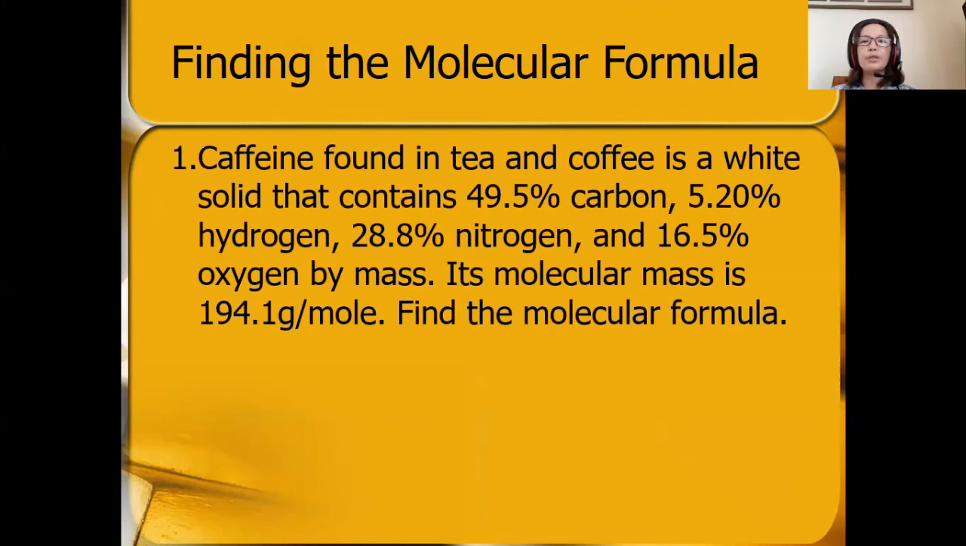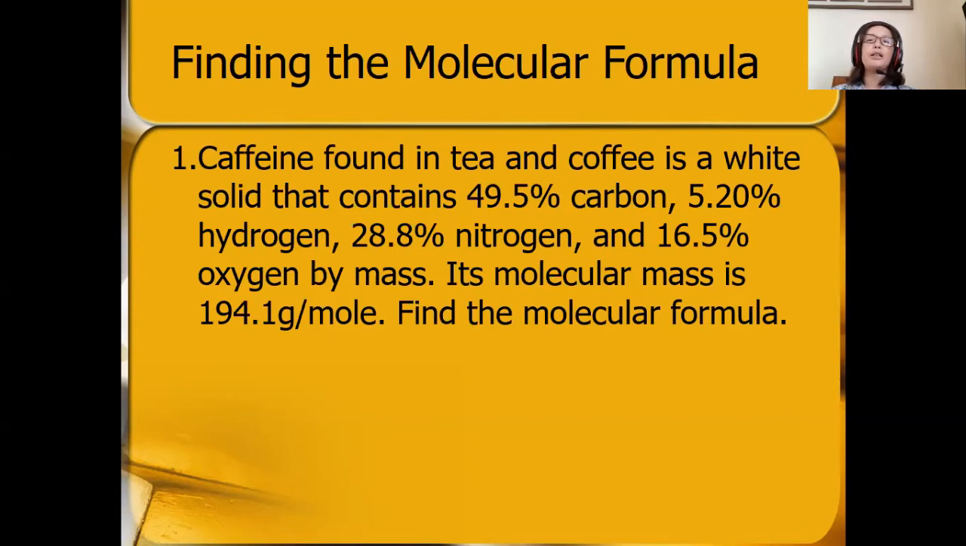So caffeine, I'm sure you're very particular about caffeine. Caffeine is a chemical found in coffee and in tea. Okay? And its composition is 49.5% carbon, 5.20% hydrogen, 28.8% nitrogen, and oxygen 16.5%. So if the molecular mass of caffeine is 194.1 grams per mole, what is caffeine's molecular formula? So again, we'll start first with finding the empirical formula.